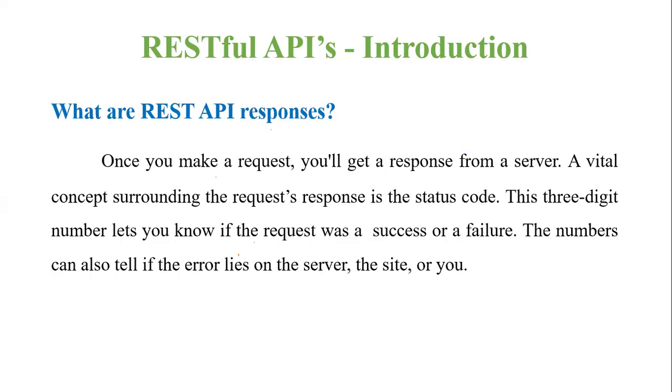Next, what are API responses? Once you make a request, you will get a response from the server. A vital concept surrounding the request-response is the status code. This status code is in the form of three-digit numbers that let you know if the request was a success or a failure. The number can also tell if the error lies on the server, the site, or you.